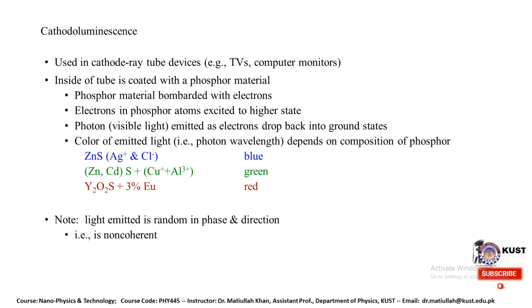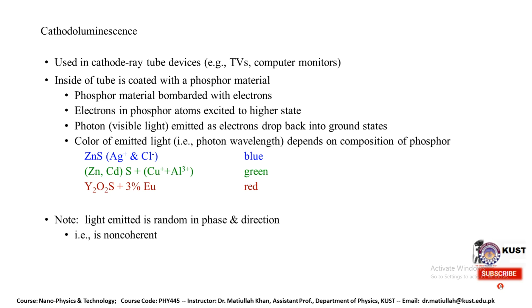We have cathodoluminescence, which is often used in cathode ray tube devices, especially in TVs and computer monitors. The inside of the tube is coated with a phosphor material, and this phosphor material is bombarded with electrons. So electrons in the phosphor atoms are excited to higher energy states. Visible light photons are emitted as electrons drop back into the ground state, from higher energy levels to lower energy levels.